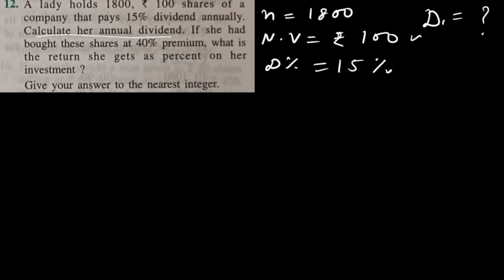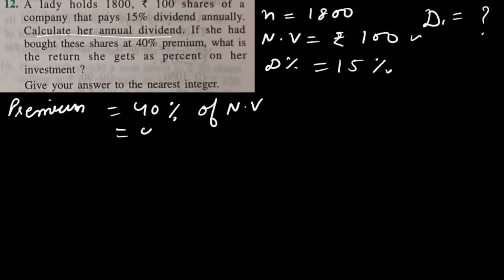Okay, now second part, what is given to us? If she had bought these shares at 40% premium, so premium is given to us, right? And I've told you so many times, if premium is given in the form of percent, write it as percent of nominal value, then find its value. So 40 by 100, percent means by 100, of means into, nominal value is 100. 100 and 100 will get cancelled. So rupees 40.